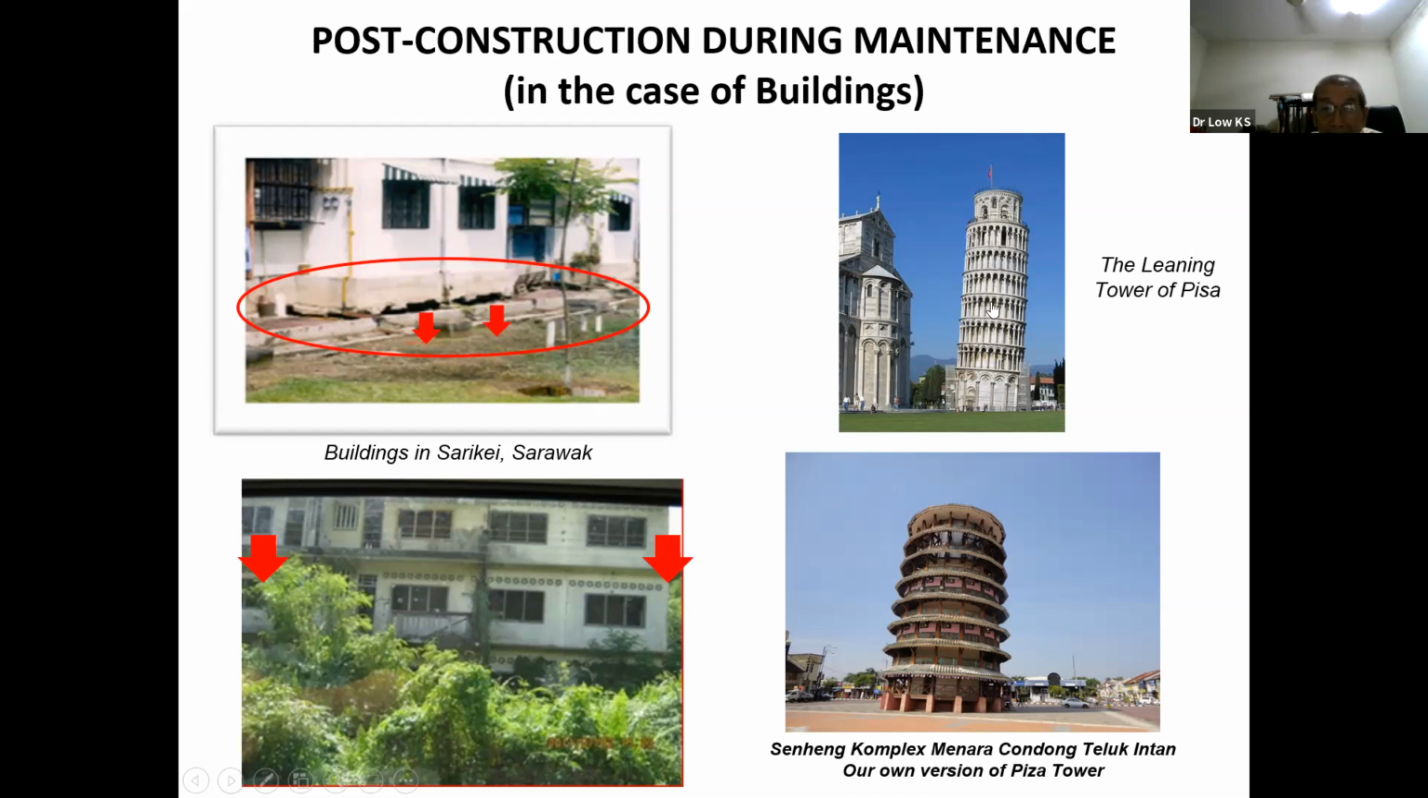This is a good example. We show you that after 100 years, this is the thing, because although the ground underneath is soft, the load may be the same, but they are not evenly soft. So the parts that are softer tend to settle more. So this is a differential settlement. And this one is also in Sarike. When this happened, the people abandoned the house. This is our own version of the Pisa Tower, okay?